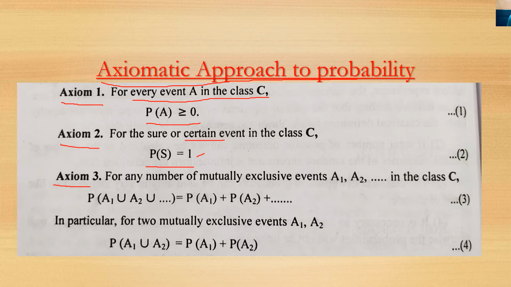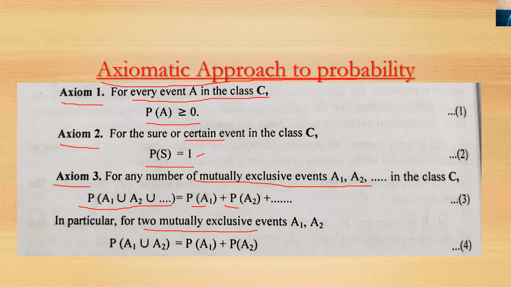Axiom 3: if we have a number of mutually exclusive events A1, A2, A3, and so on in a class C, then the probability of A1 union A2 union and so on is equal to the sum of their probabilities, P(A1) plus P(A2) and so on. It simply means if the events are mutually exclusive, then the probability of their union is equal to the sum of their probabilities. In particular, if we have two events, then we can write P(A1 union A2) is equal to P(A1) plus P(A2). So this is the axiomatic approach to probability.